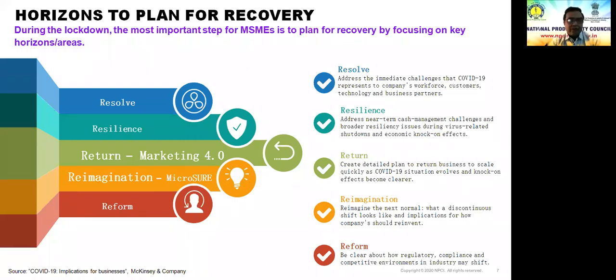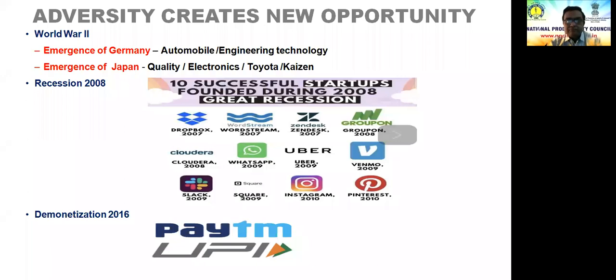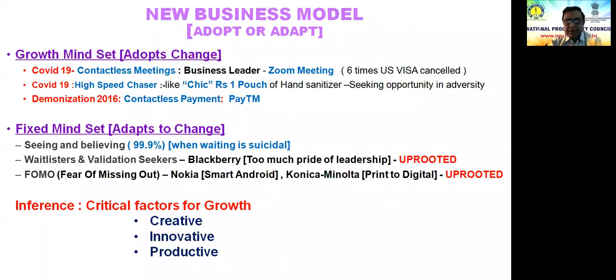Now again, a quick recap. On the last Monday, in fact, we discussed that World War II has given amazing growth opportunity to countries like Germany and Japan. Recession has created many multi-billion-dollar companies like WhatsApp, Uber, Groupon, and Instagram. Demonetization has given, in our India, Paytm and UPI. So having said that, every adversity has the capability to bring in new disruption.